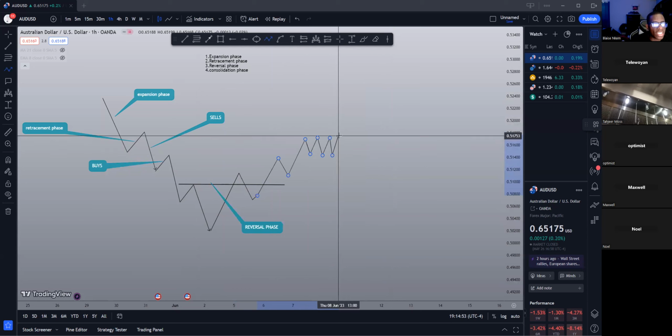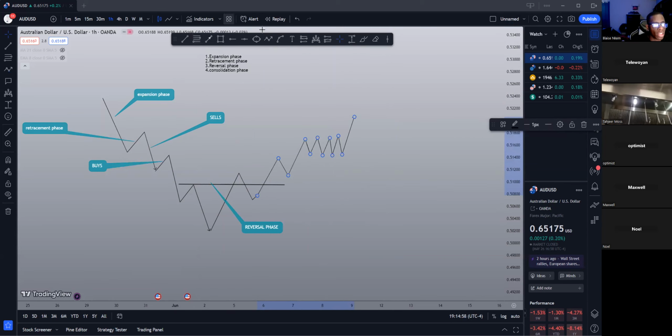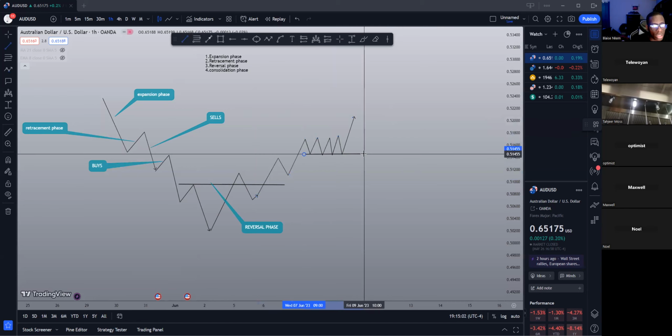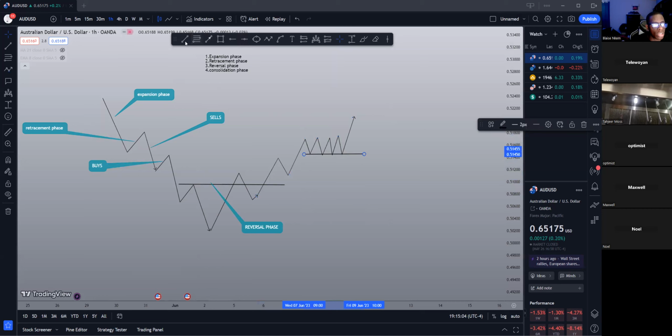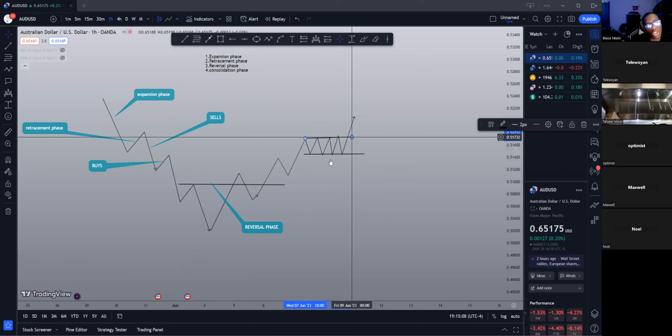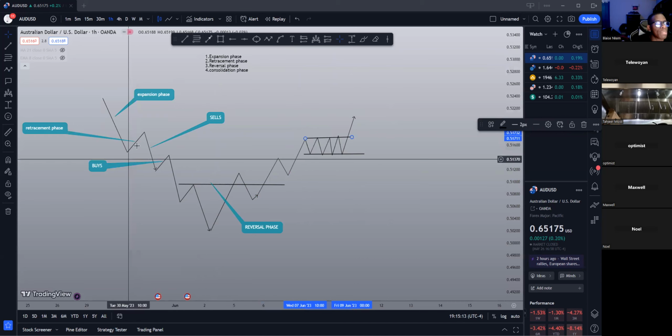And the thing with these phases is the phases have no particular order. Any one could come before any other. For something in the case of an expansion and retracement phase, after an expansion phase, you always have to expect a retracement phase.